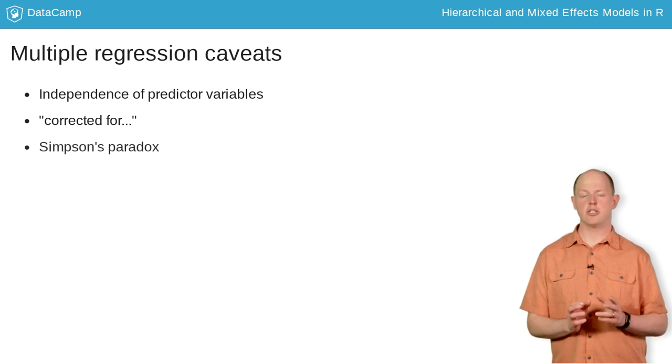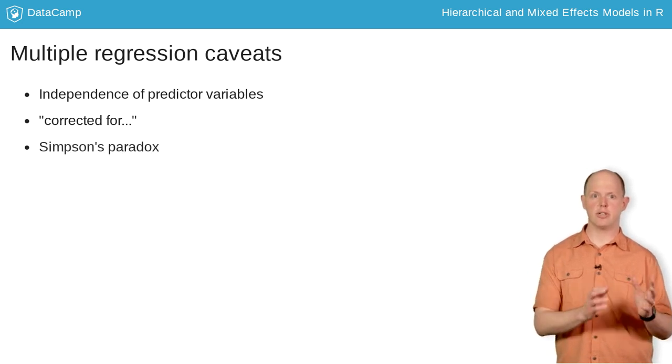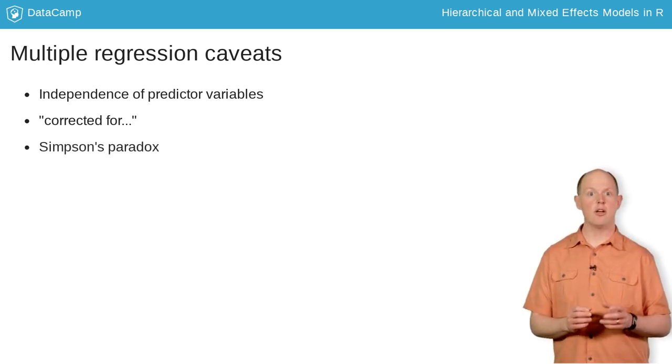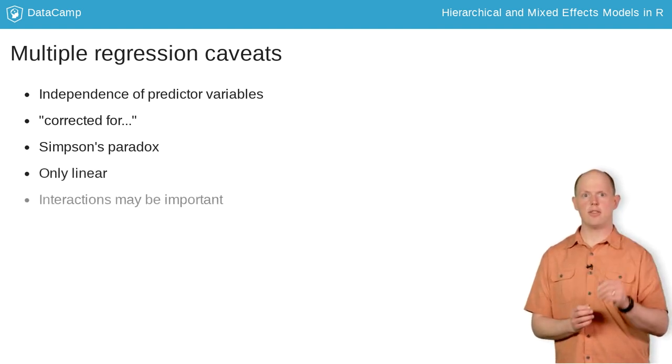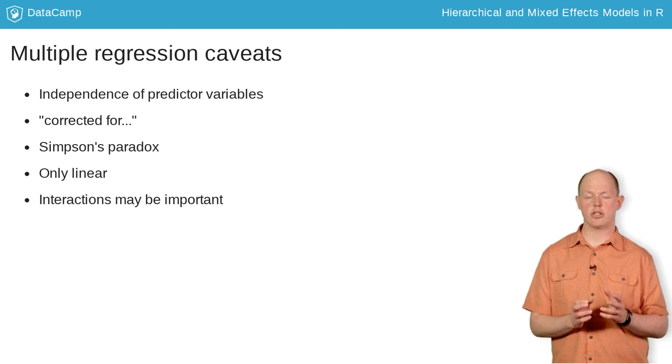Third, Simpson's paradox means missing important predictors can make our model wrong. Fourth, multiple regression assumes linearity. Fifth, we may need to consider interactions, which occur when groups have different slopes. We'll look at interactions in the next exercise.